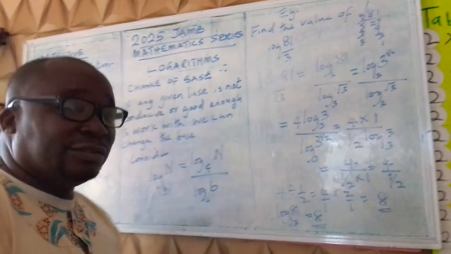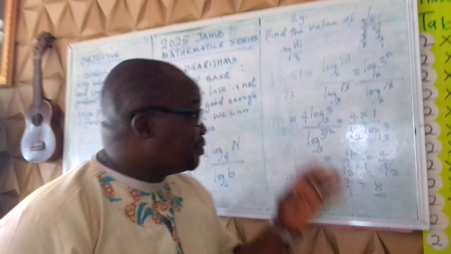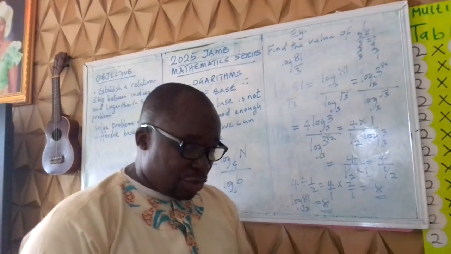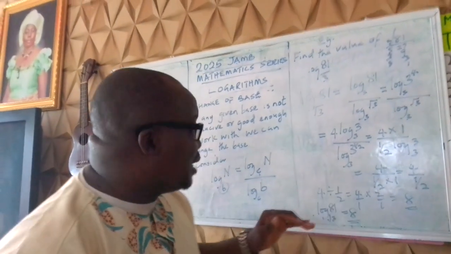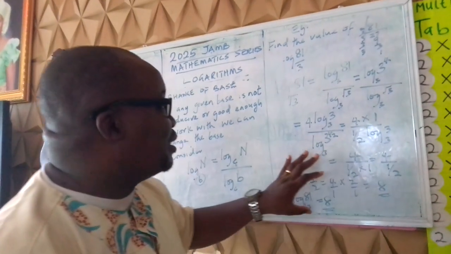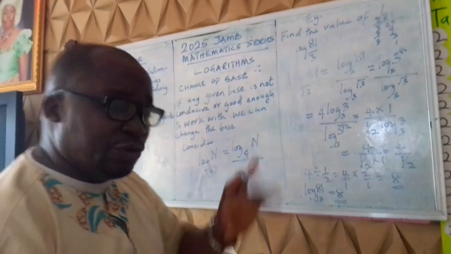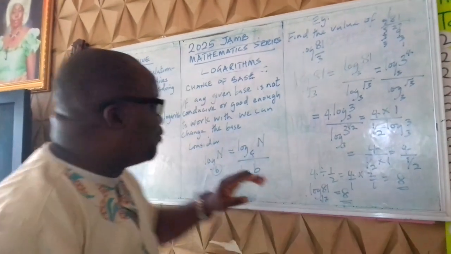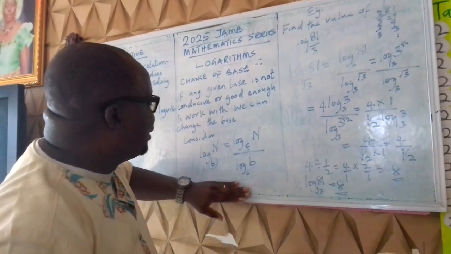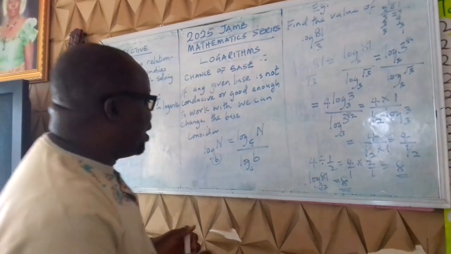Then the value of log 81 base root 3 is equal to 8. Answer. Do you get it now? So this is a typical JAM question that you can solve. Now, what next? I'm going to drop a few homework questions for you to attempt. You solve and send in your answers. All right. Thank you.